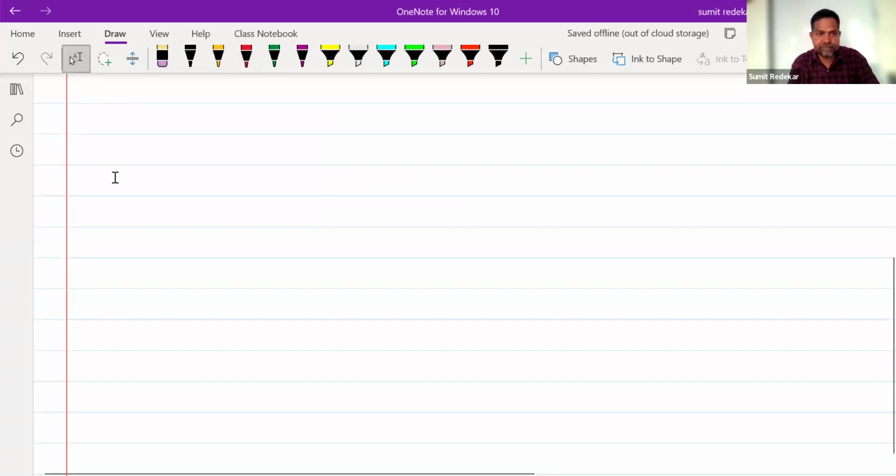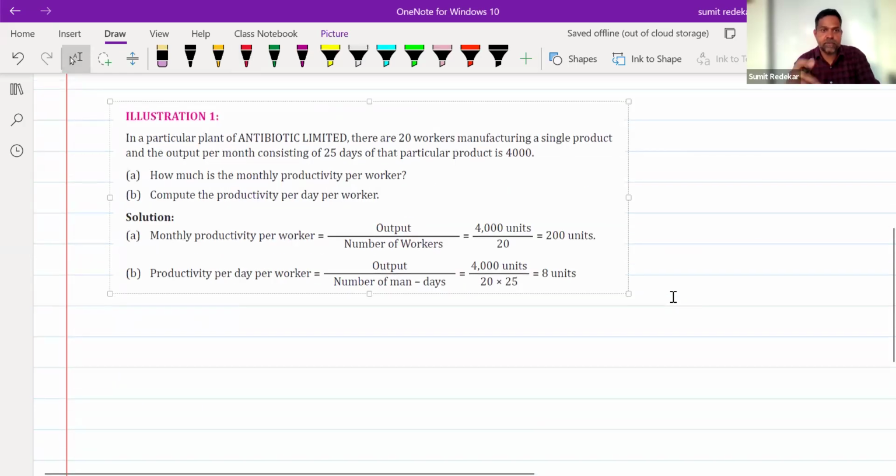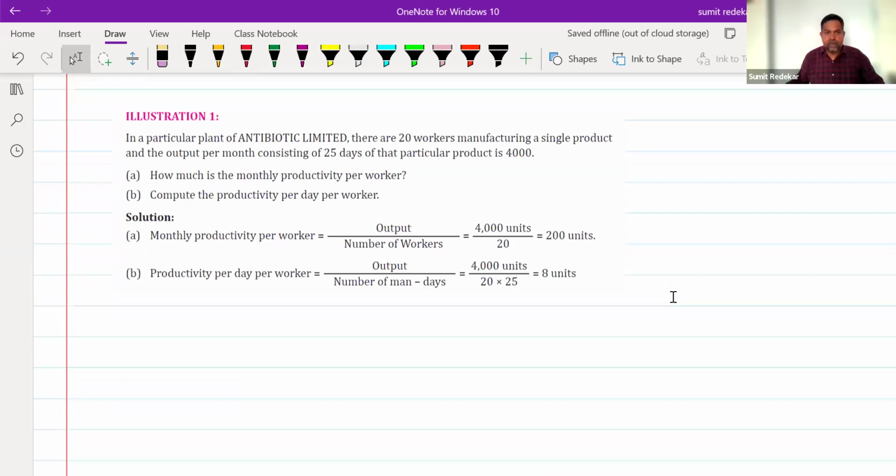What does the question say? The question says that in a particular plant of Antibiotic Limited, there are 20 workers manufacturing a single product. And the output per month, considering 25 days, of a particular product is 4,000. So 20 workers are working 25 days and giving you an output of 4,000. How much is the monthly productivity per worker?